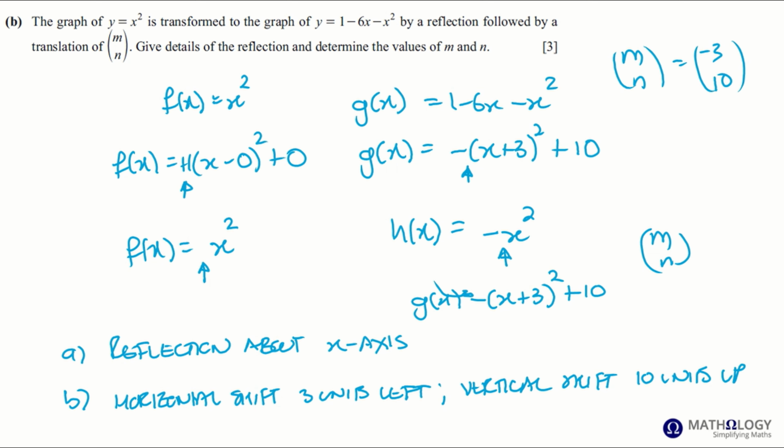So let's go back. If we have the function f of x equals x squared, and we perform the reflection about the x-axis, we change the sign of y. The sign of y is positive in f of x, so we change it to a negative and we get h of x. So that'll be a reflection about the x-axis because we changed the sign of y. We then took h of x and performed a vector translation, and that vector translation was to shift the function 3 units to the left and 10 units up. And that is the vector (minus 3, 10).